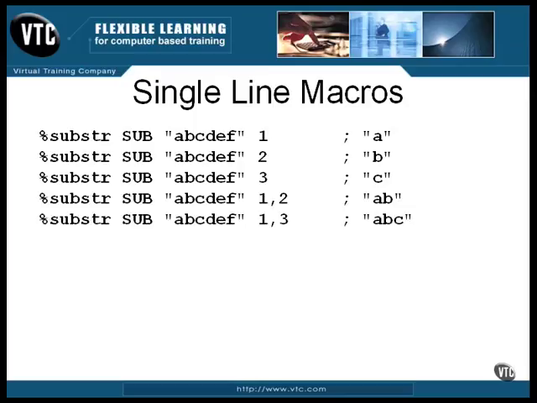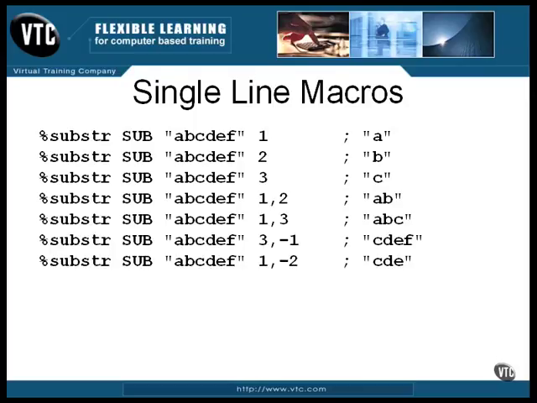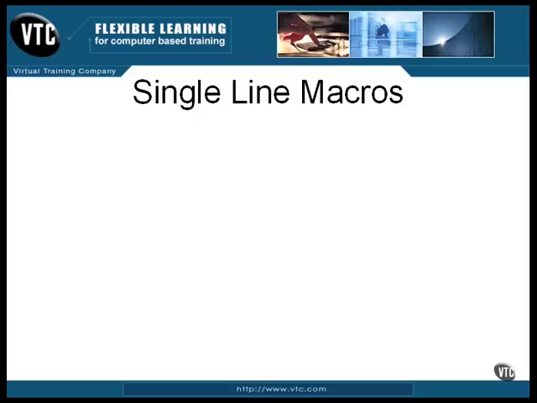The optional second number specifies the number of characters to be selected. Negative numbers measure from the end of the string. -1 is the end of the string, -2 is 1 from the end of the string, and so on. These single-line macros can be very handy, but real power comes from the multi-line macros, and that's coming up.